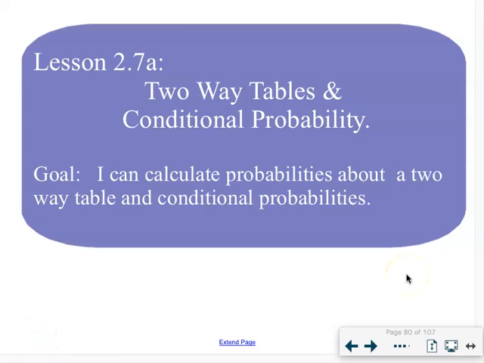Mr. Monahan here for Prob and Stats Lesson 2.7a. We're talking about two-way tables and conditional probability. That is our goal, that we can calculate both of those things, conditional probabilities and probabilities from a two-way table.